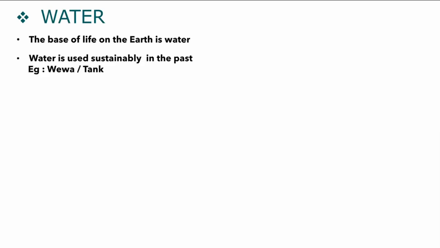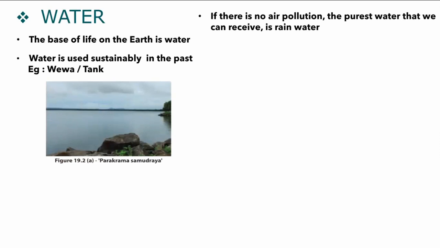Water is sustainably used in our past, and the water tanks constructed by our ancient kings are a very good example for this. Rainwater was conserved without any wastage in our dry zones for agriculture. The purest form of water is rainwater, but due to air pollution, rainwater is no longer pure.